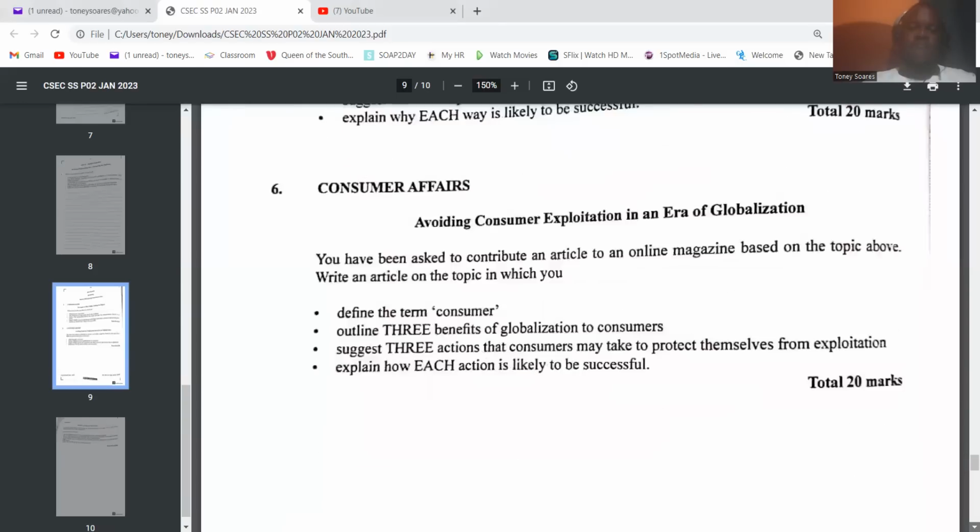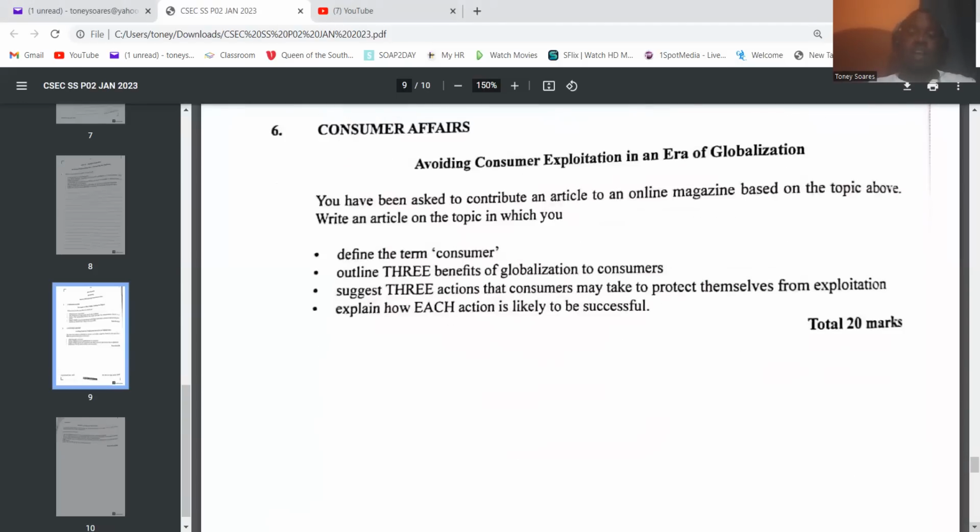Let's go now to the consumer affairs question. Avoiding consumer exploitation in an era of globalization. You are being asked to contribute an article to an online magazine based on the topic above. Write an article on the topic in which you define the term consumer, outline three benefits of globalization to consumers, suggest three actions that consumers may take to protect themselves from exploitation, and finally, explain how each action is likely to be successful. So you're going to complete this in the format of writing an article for an online magazine. So you're going to say their readers or their editor or something like that.